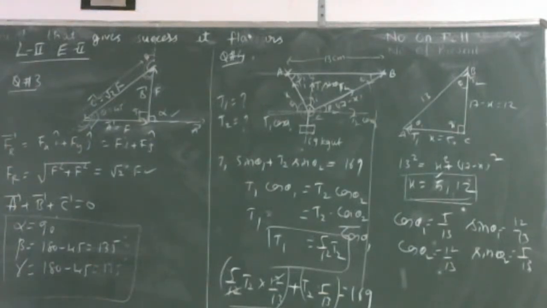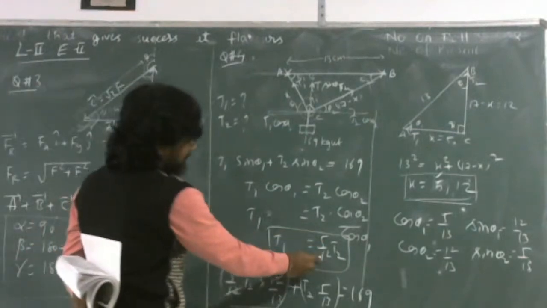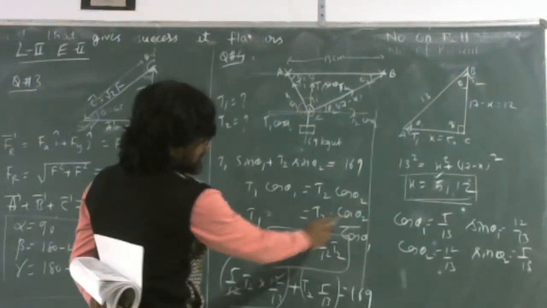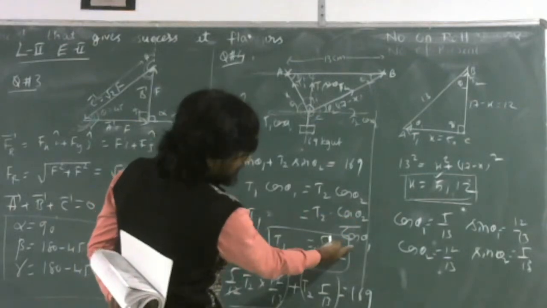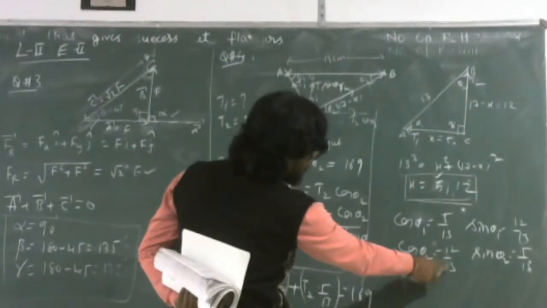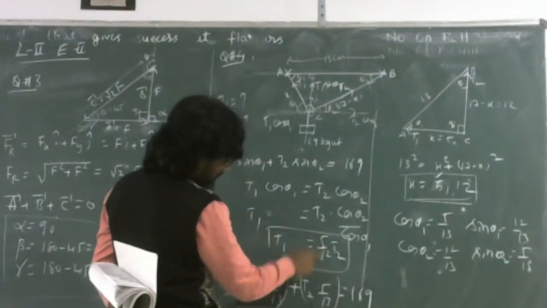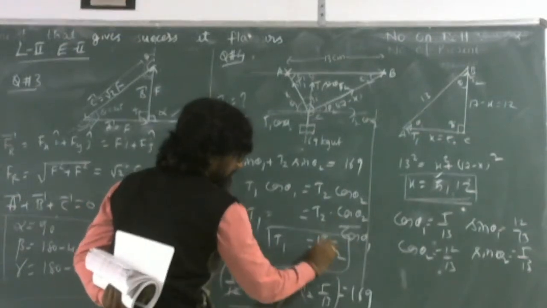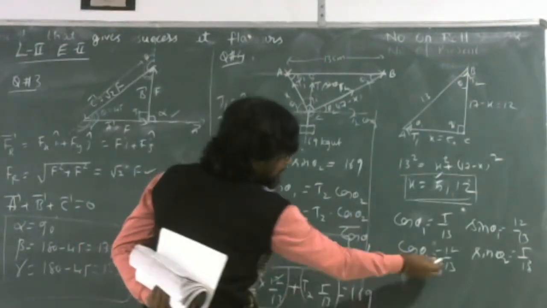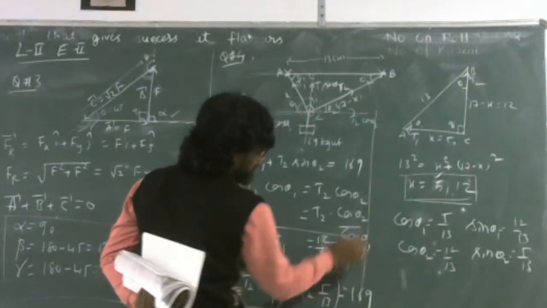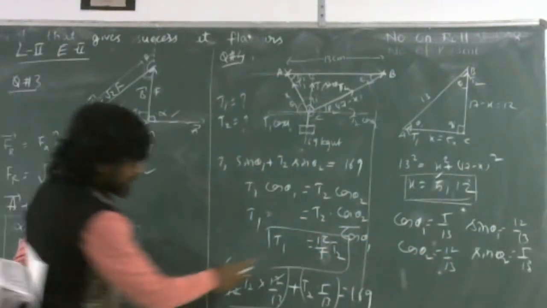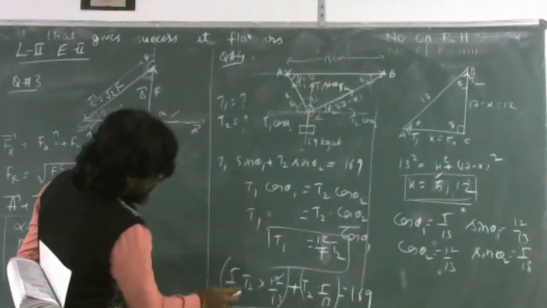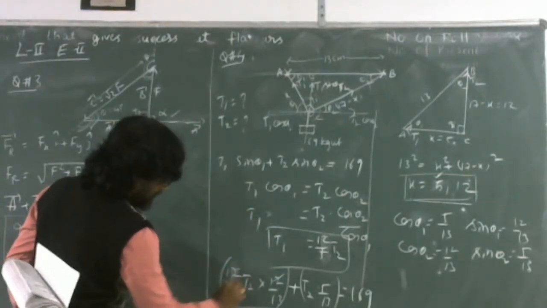So what is T2? Cross check. If we take properly, T1 is equal to 5 by 12 T2 only. Yes. This is cos theta 2 by cos theta 1, right? 12 by 13 by 5 by 13. So I think this is 12 by 5. We have taken the reverse here. It's not 5 by 12, it's 12 by 5. Cos theta 2 is 12 by 13, 12 by 13 by 5 by 13, 12 by 5. Not 5 by 12. So T1 we have to take here as 12 by 5.